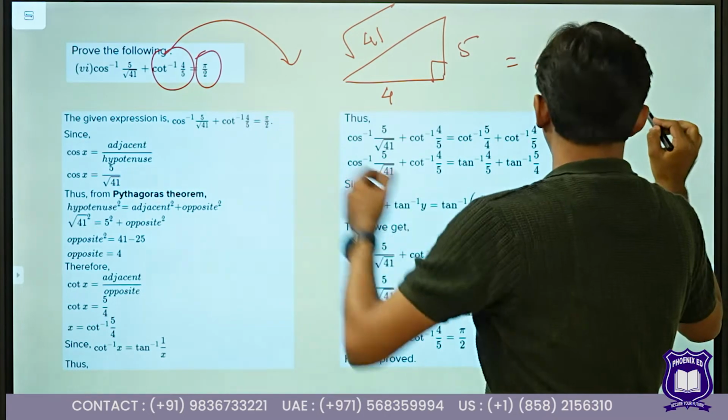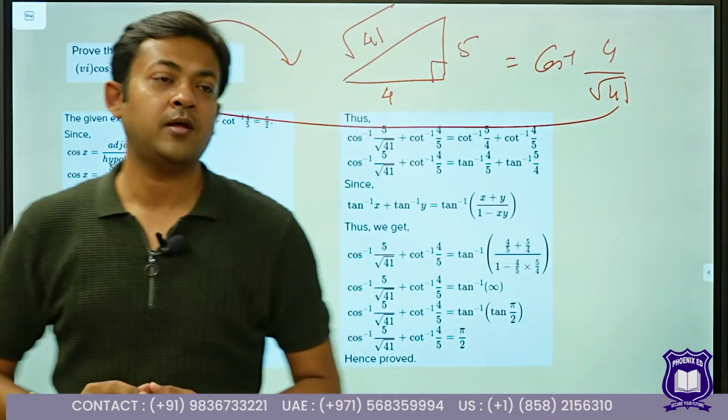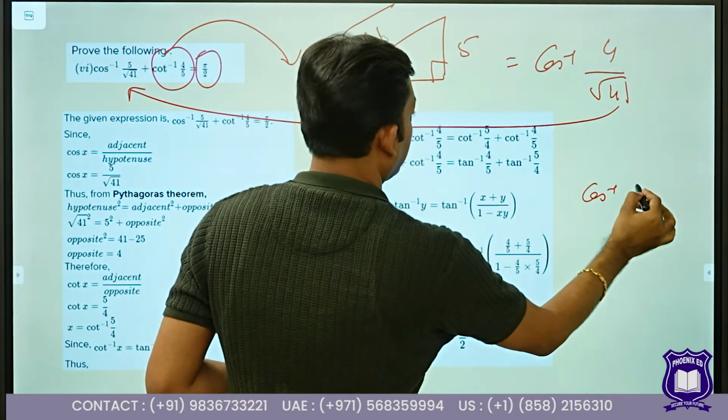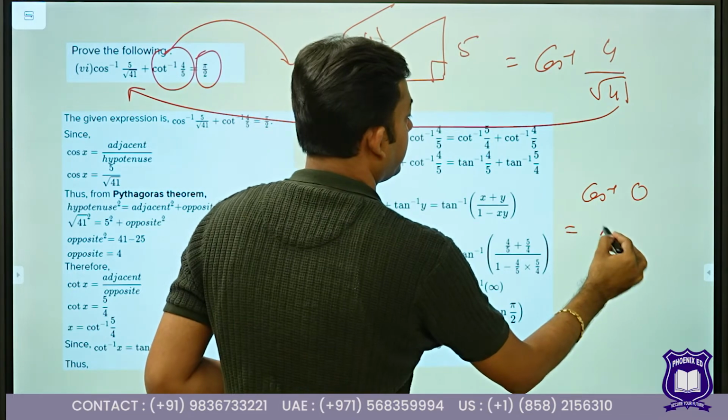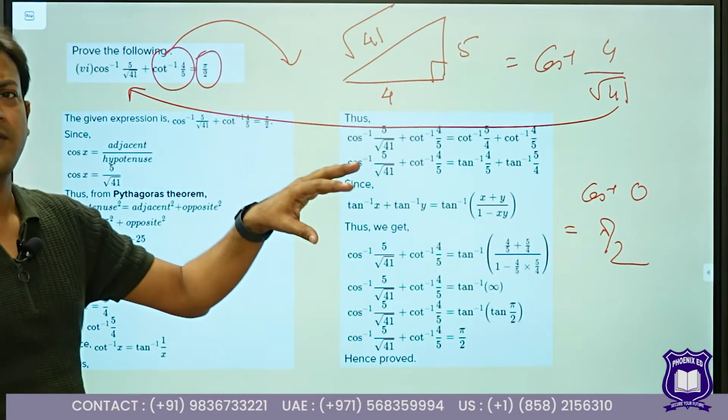On adding these two and applying the formula, we would get cos inverse of 0 and that is pi by 2. We can also convert both into cot inverse or both into tan inverse as well.